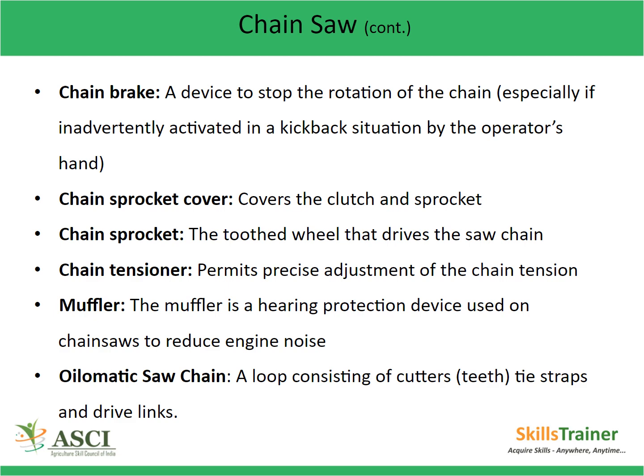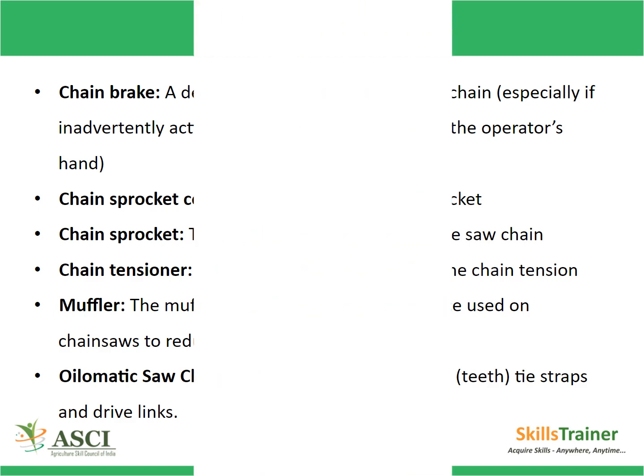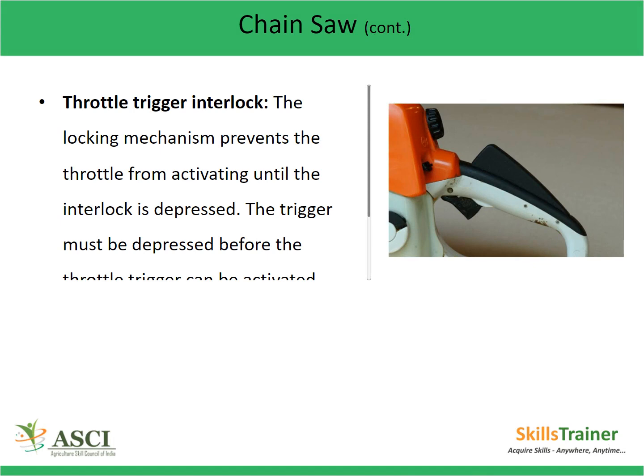Muffler, a hearing protection device used on chainsaws to reduce engine noise. Oilomatic saw chain, a loop consisting of cutters, which are teeth, tie straps, and drive links. Throttle trigger interlock. The locking mechanism prevents the throttle from activating until the interlock is depressed. The interlock must be depressed before the throttle trigger can be activated. Throttle trigger controls the speed of the engine.